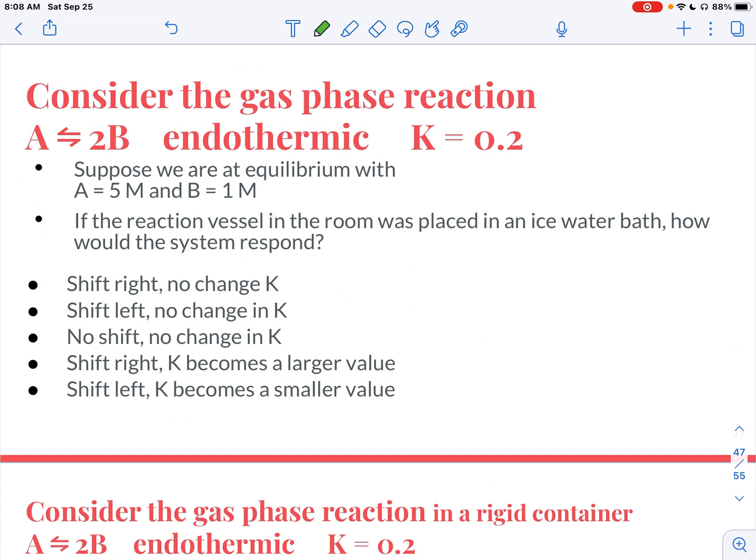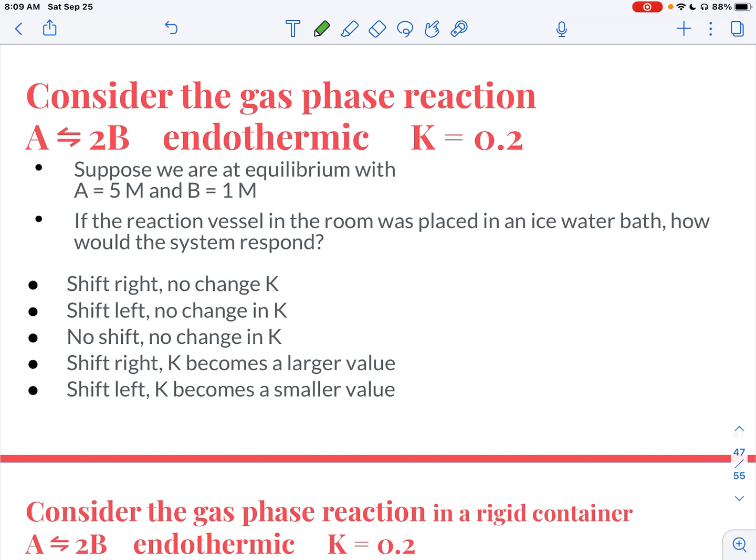Okay, now let's talk about how temperature affects these systems at equilibrium. So this is the same system, and we've been saying all along it's endothermic, but we haven't really talked about what that means. So before we get to the question, let's talk about the endothermic bit. Endothermic means, and you should remember this from your first year class, the system absorbs heat from the surroundings. Okay, so the system uses up heat.